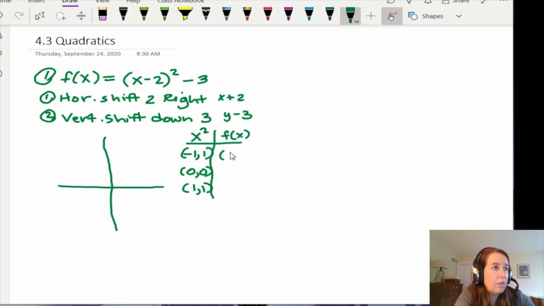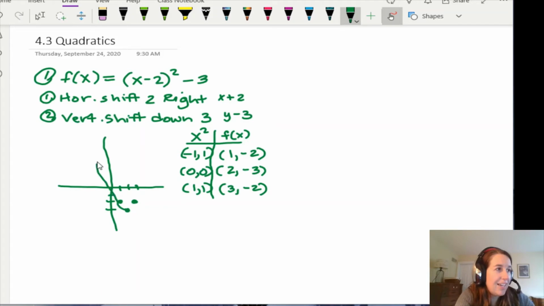Okay, so our new graph, this f of x: add 2, you get 1. Subtract 3, you get negative 2. Here you add 2, subtract 3. And once again, 1 plus 2, 3. 1 minus 3, negative 2. So our graph is at 1, negative 2, 2, negative 3, and 3, negative 2.